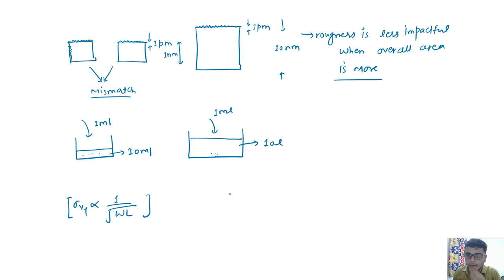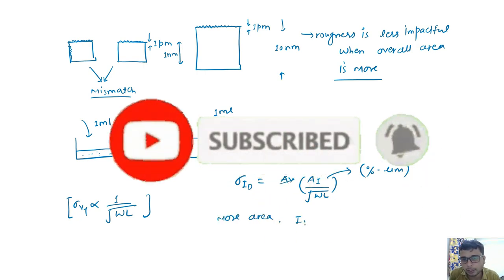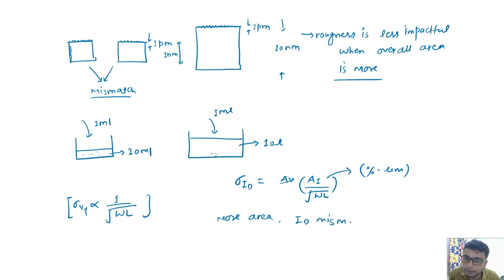Now exactly how we will compute the effect of VT mismatch at the output, that we will see. The other mismatch is the current mismatch, sigma ID, which is written instead of AVT as AI divided by root W times L. Here AI is defined in percent micrometer, and from here again, with more area the ID mismatch can be reduced, or any mismatch will also be reduced.